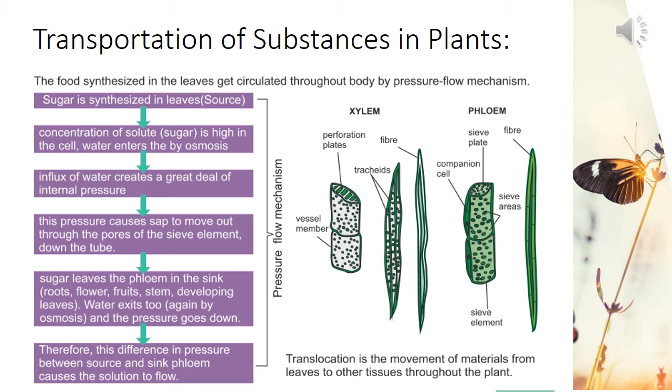Now, sugar leaves the phloem in the sink and water exits too, and the pressure goes down that way. Therefore, this difference in pressure between the source and the sink phloem causes the solution to flow, and thus the food gets transported to different tissues, or say different parts of the plant. Of course, the detailed process is not asked, but just remember that the phloem is the vascular tissue which conducts food to different parts of the plant.